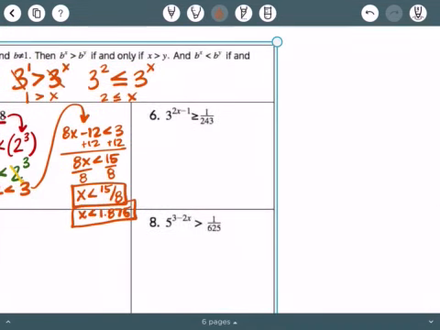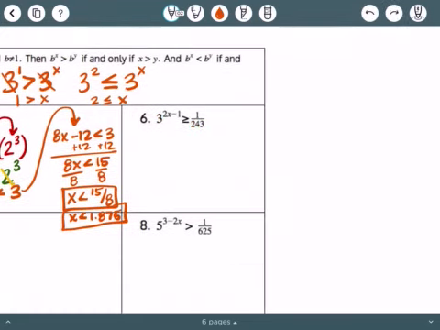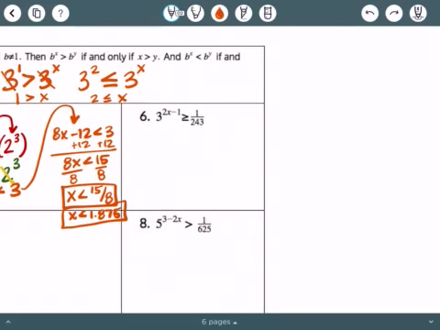Okay, here we go. So for number 6, we see 3 as a base and 243 as a base. So I know that 3 is just 2x minus 1, and then I have a less than or equal to. 243 is 3 to the 5th power. I check that on my calculator. 3 to the 5th power is 243. So I know that that's that.